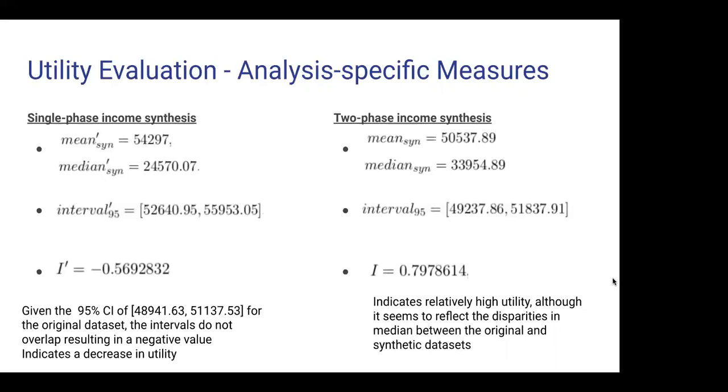And the median was where we saw the largest discrepancy, where for the original data set, it was about 40,000, but the single-phase was significantly less. And in order to investigate this, look closer, we looked at the interval overlap measure. And clearly the two-phase income synthesis was a lot closer of an interval than the single-phase synthesis. And even the overlap didn't exist in the single phase, because when we calculated it, we got obviously a negative value.